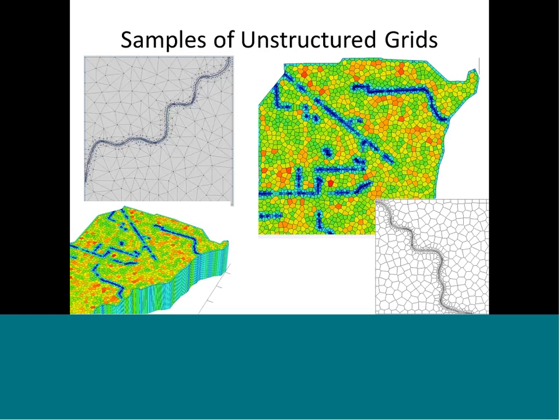This slide shows a few examples of some of the unstructured grids that we currently can generate with Visual MODFLOW Flex. In the top left, you have a triangular grid with a grid refinement around a meandering river. And the other examples show a polygonal grid, which is the central Voronoi tessellation of a triangular grid. Again, these are polygonal grid shapes that are refined around streams, channels, wells, etc.